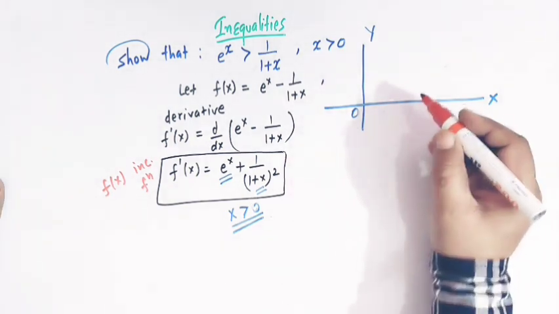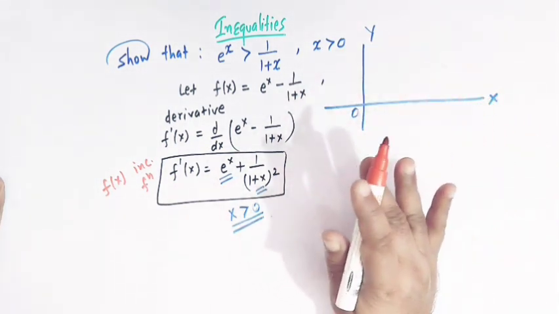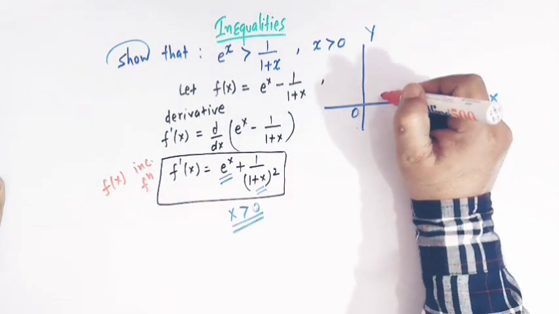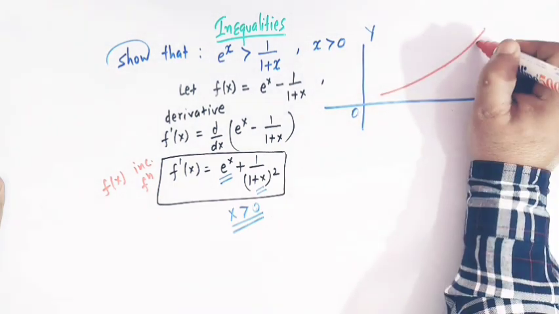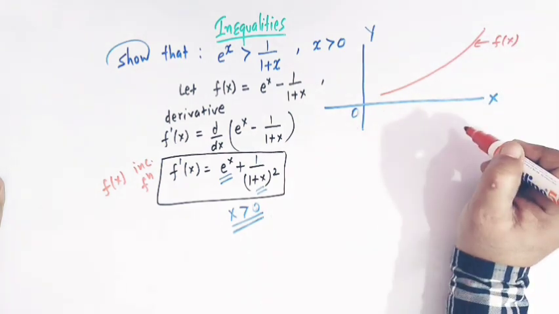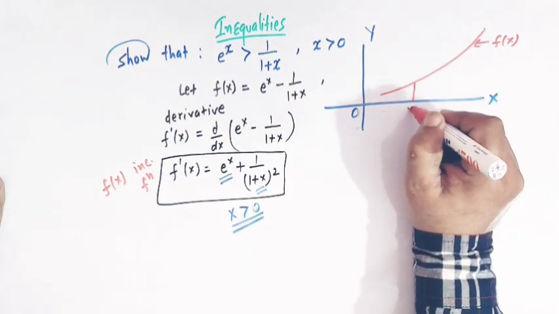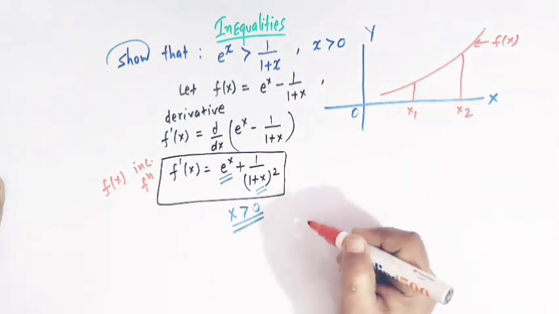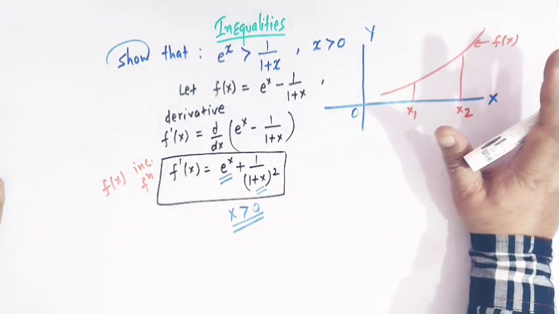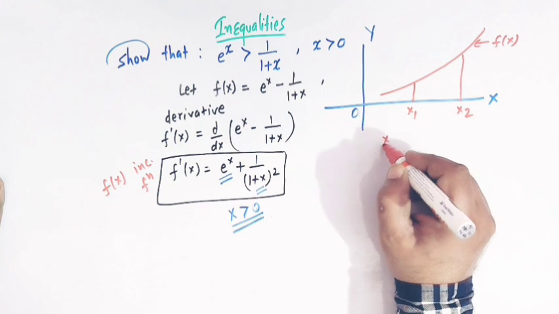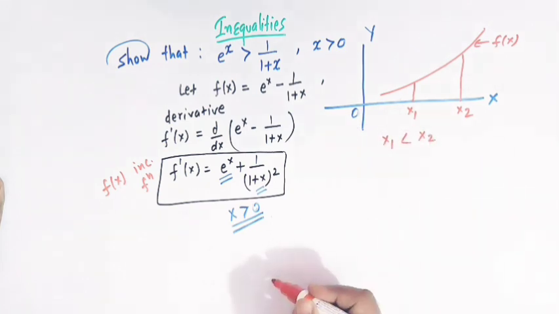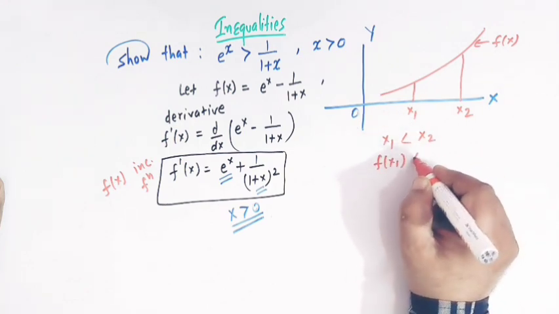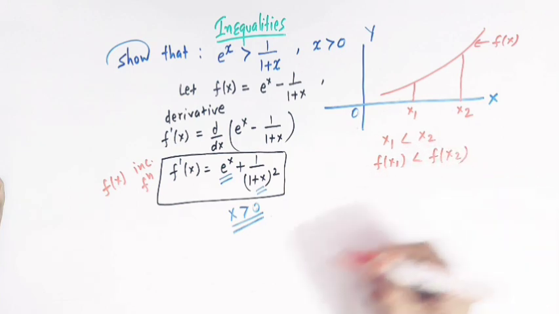Now let us quickly revisit the graph of an increasing function, because here we have shown that f of x is increasing. Let us take the graph of an increasing function like this. This is f of x. Now let us take 2 points here. This point is x1, and let us take this point as x2. The definition of an increasing function goes like this: when x1 is less than x2, or x2 is greater than x1, then f of x1 should also be less than f of x2.